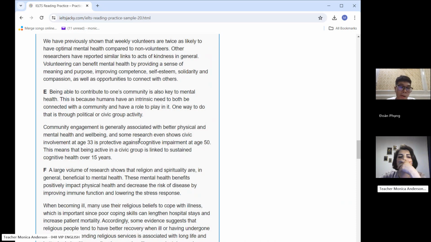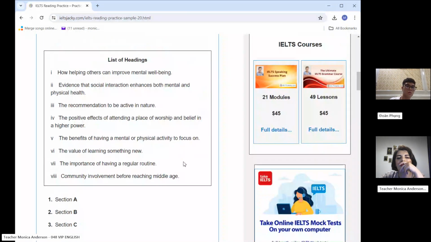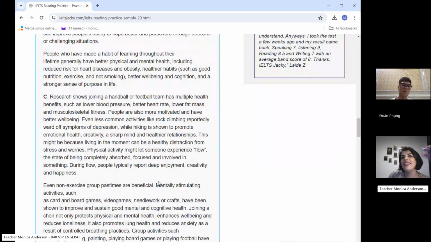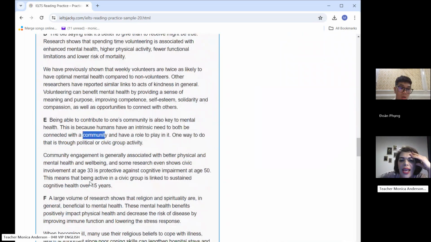Before reading the rest of it, let's see if you can find it or not. Let's underline the keywords, contribute, community. Mental health. Again, we have community. So let's see which one it can be. I see just community involvement before reaching middle age. Of course, before reaching middle age, and now let's check it. First you find the answer, then you can check it. Now let me be sure if I'm right or not. So let's check it.